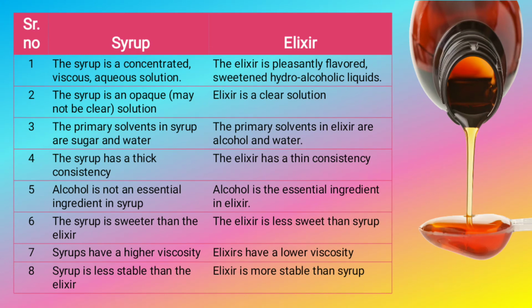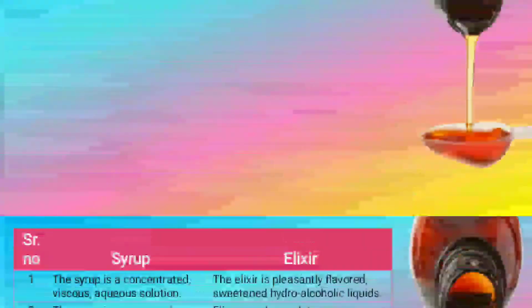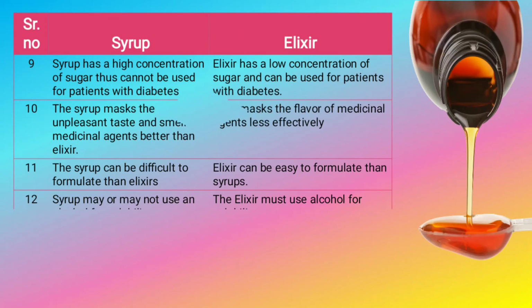Syrup is less stable than elixirs, and elixirs are more stable than syrup. Syrup has a high concentration of sugar, thus cannot be used by patients with diabetes, whereas elixir has a low concentration of sugar and can be used for patients with diabetes. Syrup masks the unpleasant taste and smell of the medicinal agent better than elixir, whereas elixirs mask the flavor of the medicinal agent less effectively, right?